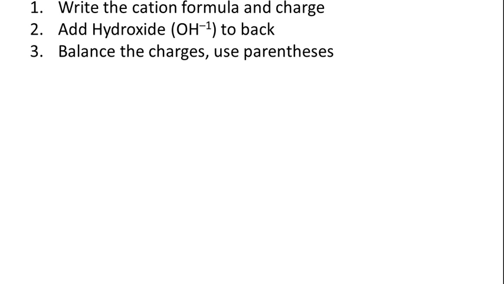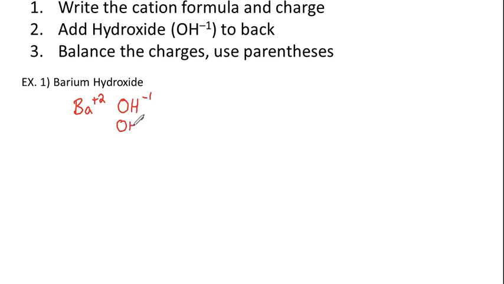The only tricky part here is that sometimes you'll need parentheses, and we'll do a few examples so that you can see. The first example we're going to look at is barium hydroxide. When I talk about the cation, I'm talking about the element at the beginning that has a positive charge. The symbol for barium is Ba. Barium has a charge of +2 when you look on your periodic table. So then I need to add hydroxide at the back, which has a charge of -1.